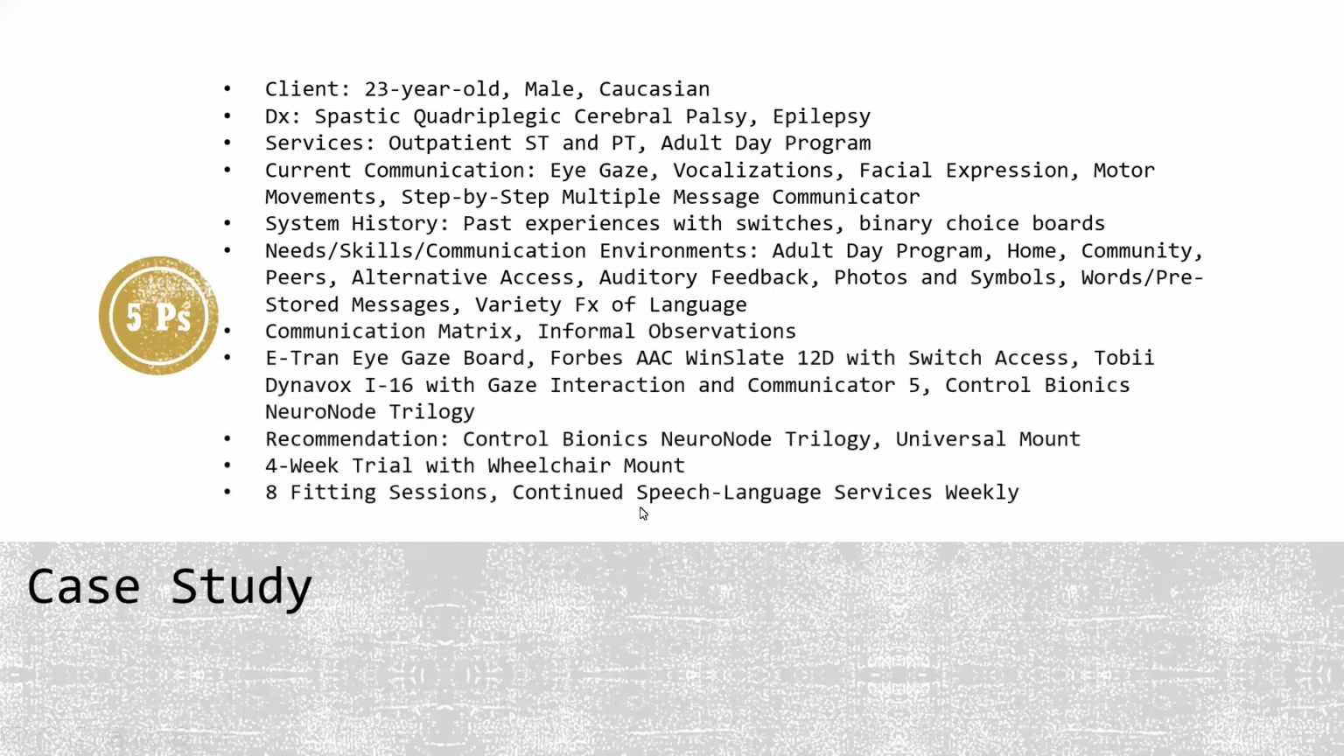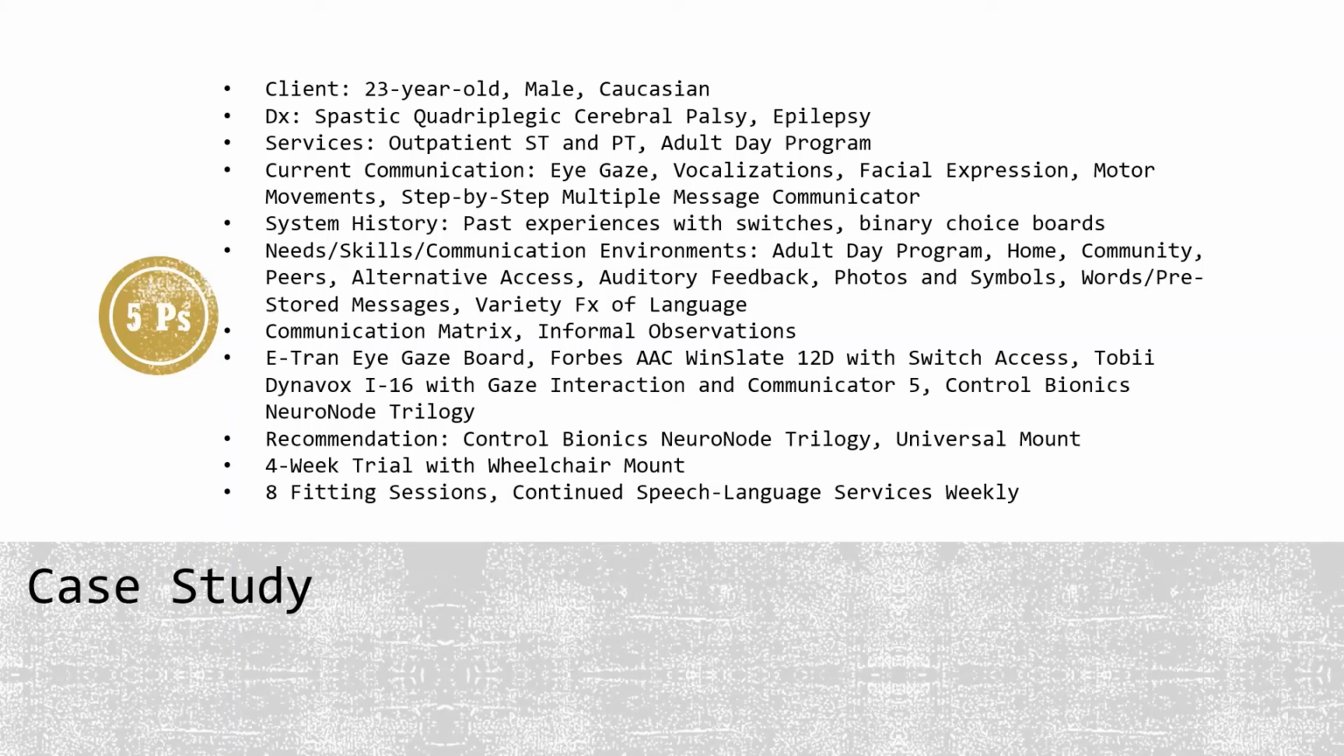So we conducted the communication matrix and some other informal observations. And we trialed the eTran eye gaze board with some highly preferred topics on the different quadrants that he was looking at with eye gaze to communicate. We also trialed the Forbes AAC WinSlate 12D with switch access, Tobii Dynavox i16 with gaze interaction and Communicator 5, and the Control Bionics NeuroNode Trilogy.